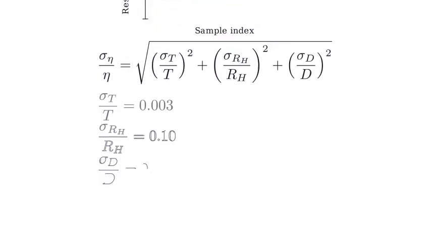Now, uncertainty. From the equation for viscosity, eta equals k_B T over 6 pi r_h D, the relative uncertainty in eta, assuming independent errors, is the square root of the sum of squares of the relative uncertainties of temperature, hydrodynamic radius, and diffusion. For example, if sigma_T over T is 0.3%, sigma_r_h over r_h is 10%, and sigma_D over D is 5%, then sigma_eta over eta is roughly 11.2%. This means a 10% uncertainty in size dominates the error budget.